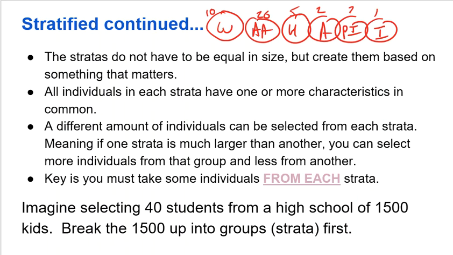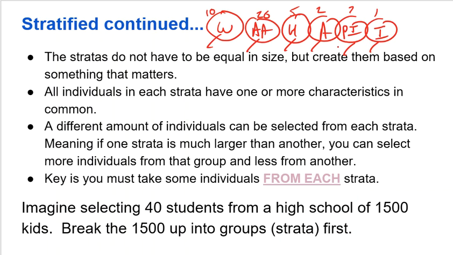So the big idea here is you create groups based on something that they have in common, and then you take some from each group randomly. You don't have to take the same amount. You can do something that's intelligent, like taking more African Americans if there are more African Americans in your population, but you have to take some from each strata. That's the key. So again, you have a school of students. You break them up into groups.